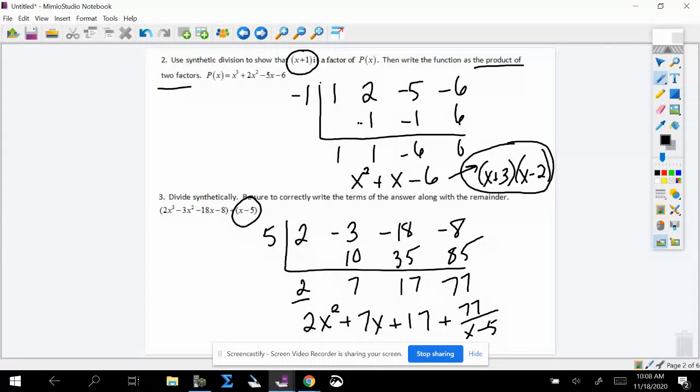So that's how we write a remainder if we have a remainder, and you will have it both in long division and synthetic division, and that is the way that I expect that you write it.